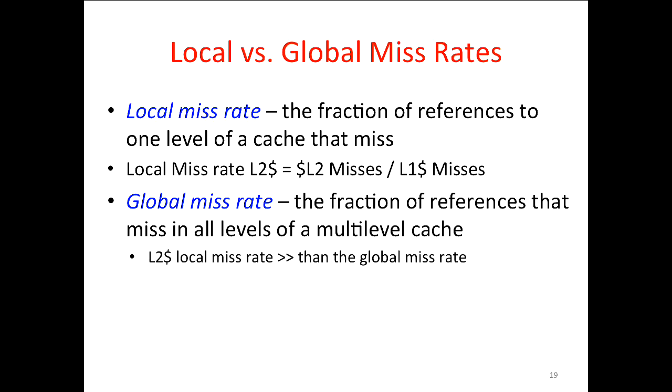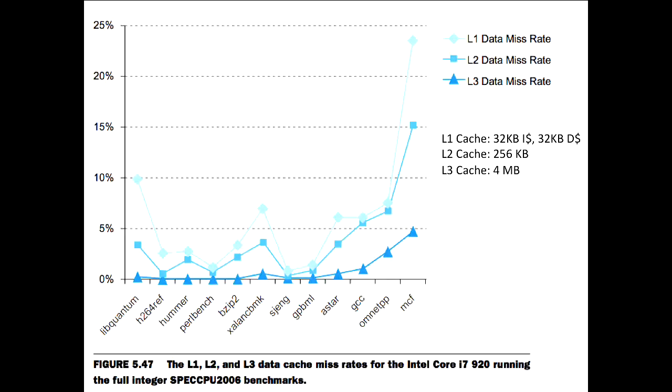The other thing to realize is that the level two local miss rate is always going to be significantly bigger than the level two global miss rate, right? Remember that the level two global miss rate includes all the accesses that hit in L1. Those are considered hits too. So the misses are much lower if you look at the global miss rate. Whereas for the local miss rate, everything that missed in L1, a lot of those will also miss in L2. So the local miss rate is always bigger than the global miss rate.